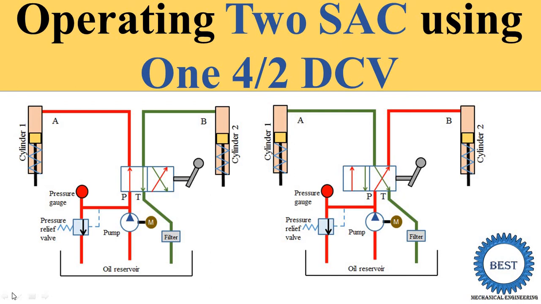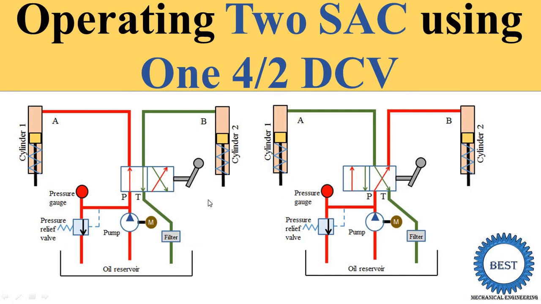In this video, I explain hydraulic circuit designs, or hydraulic system designs. In this hydraulic circuit, two actuators are used, and the actuators are SAC, meaning single acting cylinders. These two single acting cylinders are controlled by using one 4x2 DCV. DCV means directional control valve. In this video, I explain this theory using animation, so you can understand it easily.